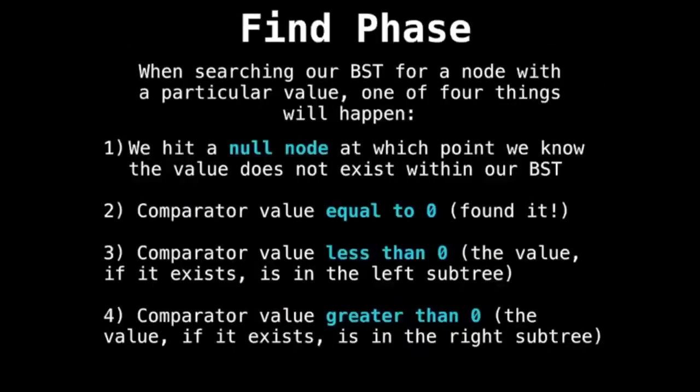More details on the find phase. This is when we're searching for the element in the tree to see if it exists, and basically, four things can happen. First is we hit a null node, in which case we know that the value we're looking for doesn't exist. Second, our comparator returns a value of 0, meaning we found the node we want to remove. Third, the comparator value is less than 0, so the value we're looking for, if it exists, is going to be found in the left subtree. Or fourth, the comparator value is greater than 0, in which case the value, if it exists, is in the right subtree.